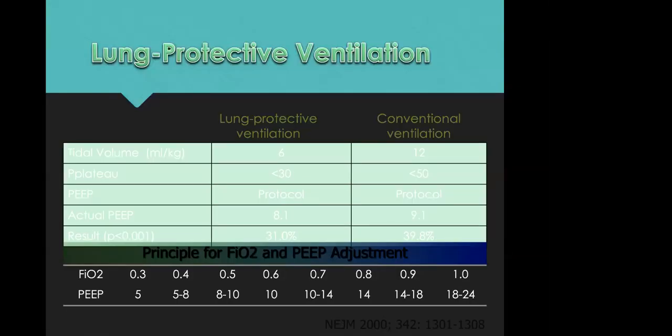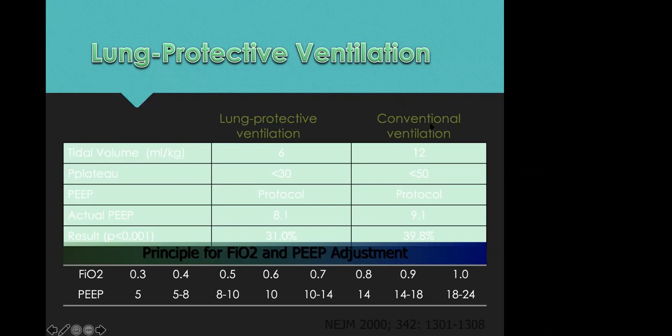So in the lung protective strategies, what is the lung protective strategy? The tidal volume, as we mentioned, is actually 4 to 6 mL per kg. But keep in mind the plateau pressure should be below 30, and the PEEP, positive end expiratory pressure, according to the protocol. Here they found in this trial the actual PEEP was 8.1. The result was 31% mortality.